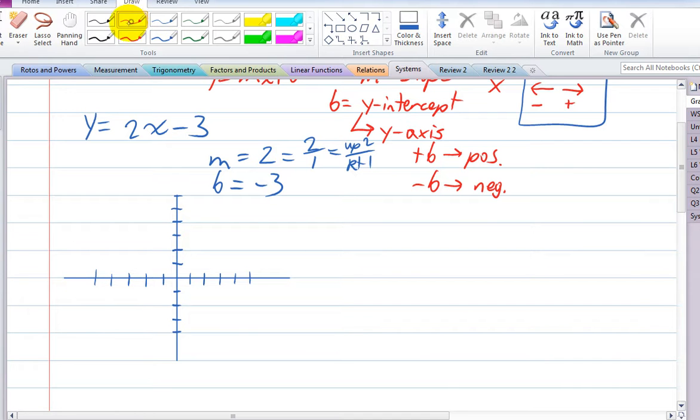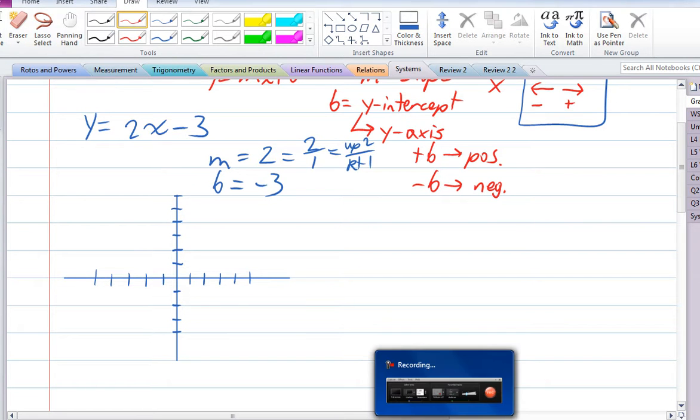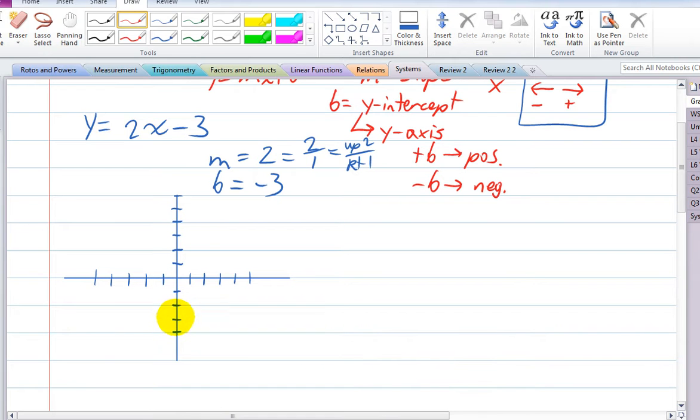So what do we start with? Austin, what do we start with? Good. So the negative 3 is right here. Plot the point. Then what do we do? What do we count? Right. Up 2, 1, 2, right 1. There's your next point. Now you can make a line.